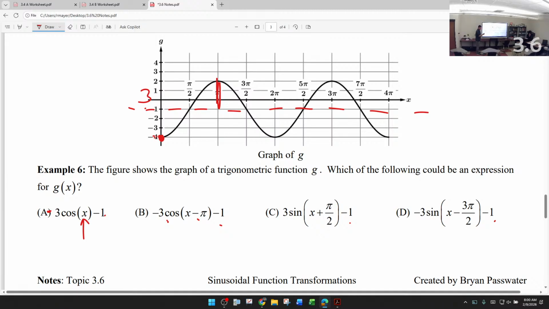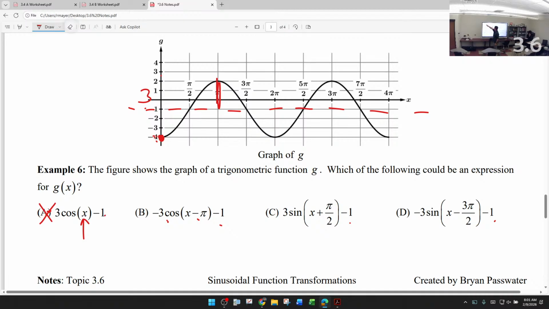So if that was a -3, I'm flip-flopped. I'm supposed to be up here, I'm down here and going up. So I'm flipped over the midline. So if that was negative, that would be the right answer. This one is negative, but now this one is shifted to the right pi units. So what that means is at pi is where I'm going to start this thing.